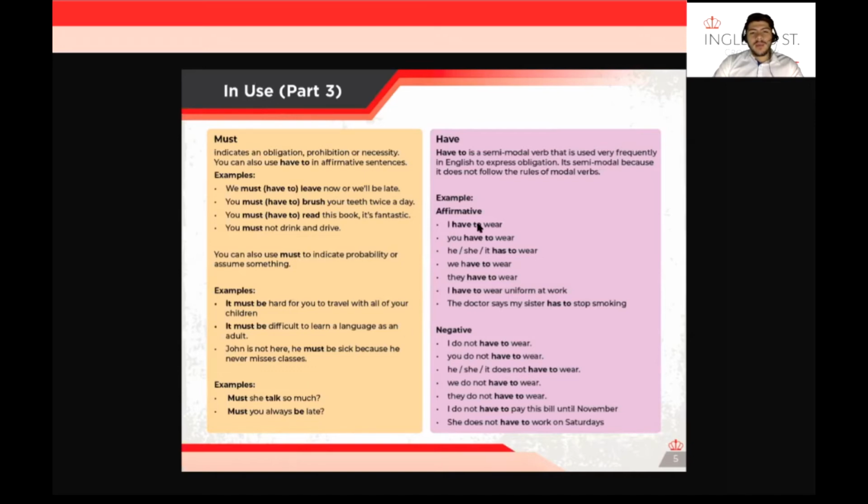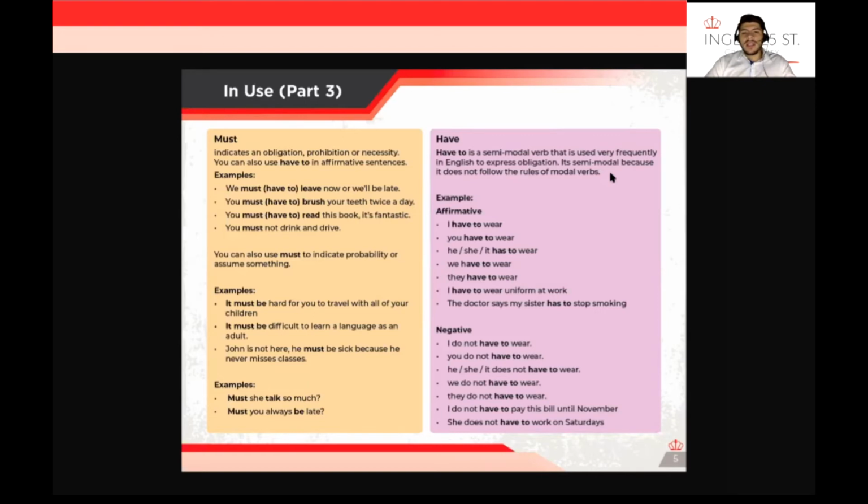Okay, and then we continue with have to. Now, as I told you at the beginning, have to is not specifically a modal verb. In fact, it says here that it's a semi-modal verb that is used very frequently in English to express obligation. It's semi-modal because it does not follow the rules of modal verbs. So honestly, I do not consider it a modal verb. It can be semi-modal, but this means that it doesn't really follow the rules of the modal verbs.